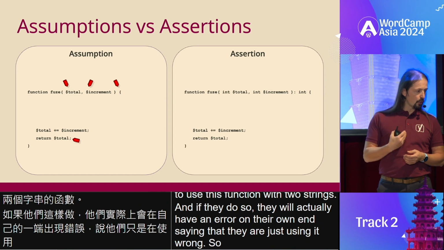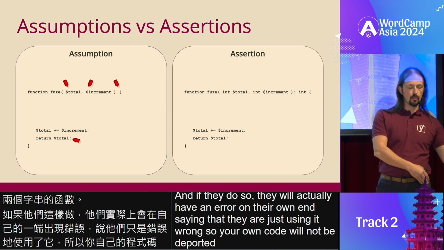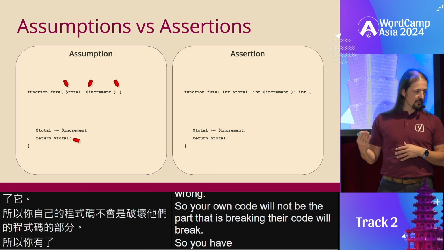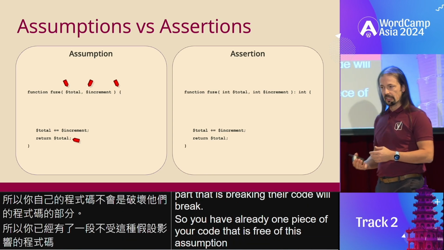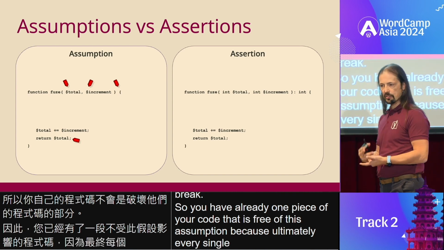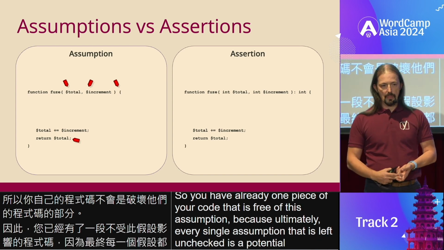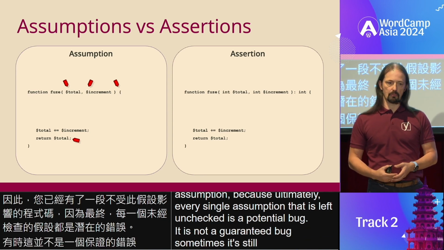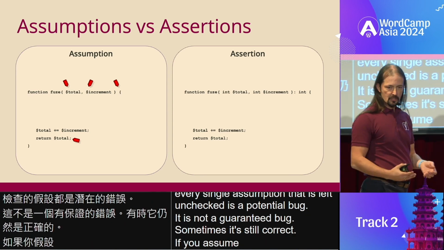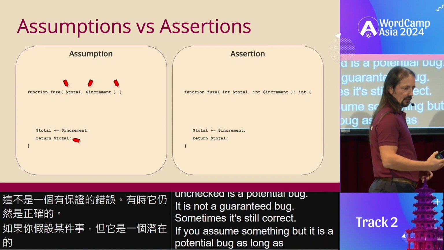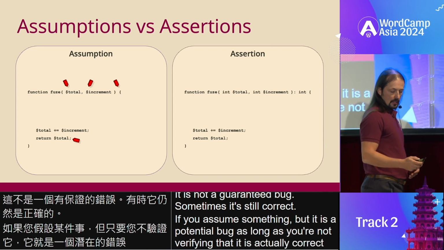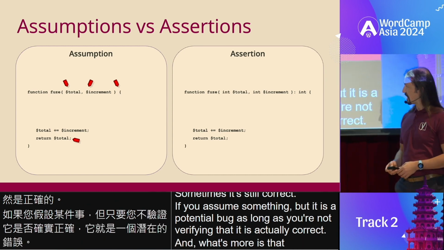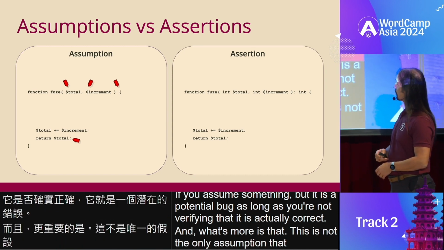So your own code will not be the part that is breaking, their code will break. So you have already one piece of your code that is free of this assumption. Because ultimately every single assumption that is left unchecked is a potential bug. It is not a guaranteed bug. Sometimes it's still correct if you assume something. But it is a potential bug as long as you're not verifying that it is actually correct.